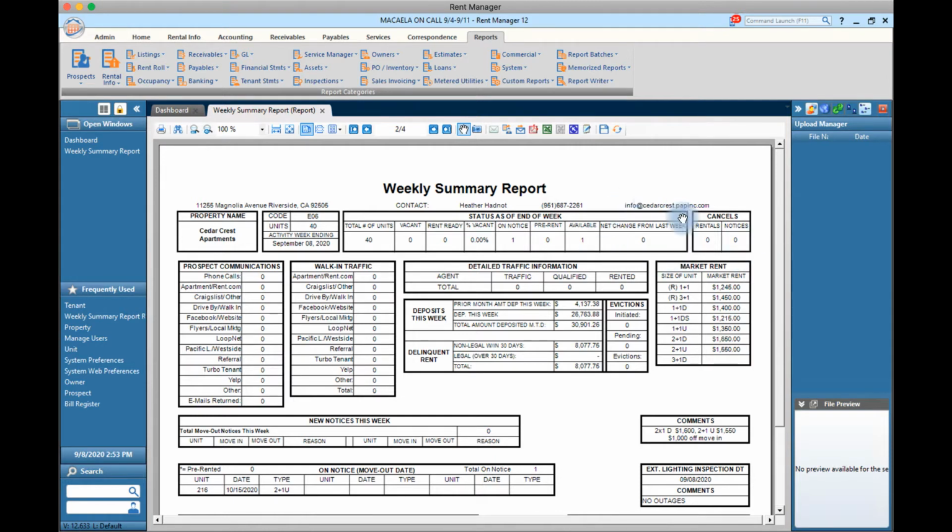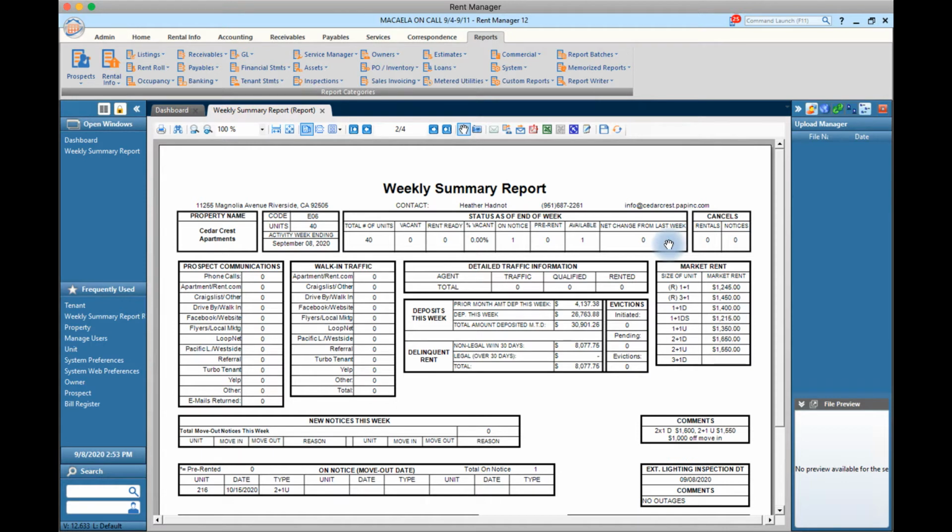This net change is a really important number because it will show us whether or not there was any significant movement within the week. Since this is 0, that means nothing happened. We didn't have any new notices and we didn't have any new rentals, which isn't a bad thing, especially since this property is 100% full.